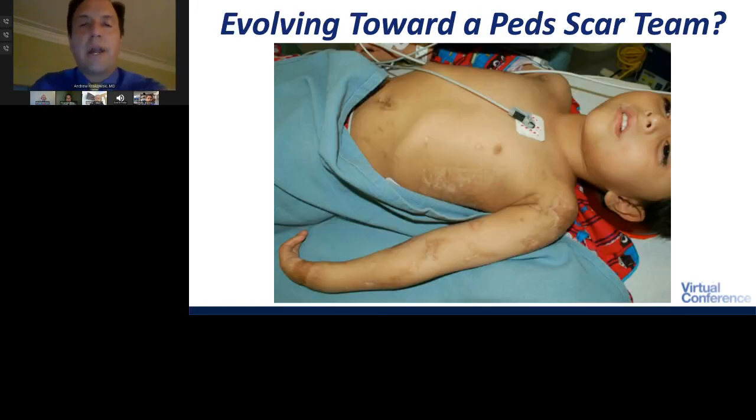Now, I'm kind of coming to the end here, and I just want to make a push that I think if you're interested in this from the perspective of pediatrics in general, but then also if you're looking at this from what we can do best for our patients, then you have to start thinking about evolving towards a peds or maybe even an adult scar team, right?